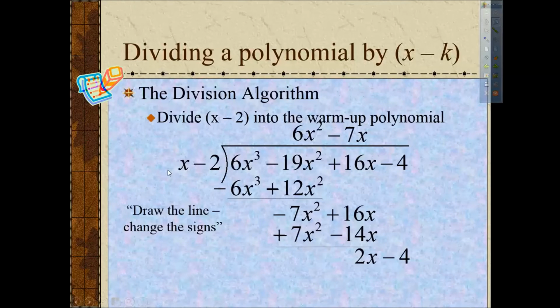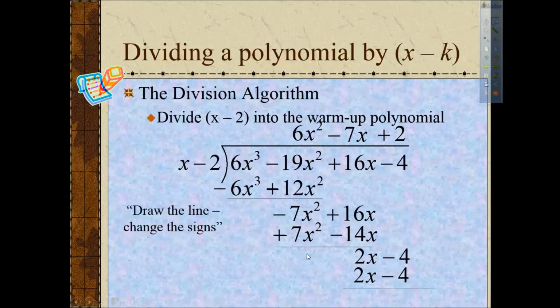Now we have to decide, does x minus 2 go into 2x minus 4? Well, x goes into 2x twice. I need to multiply x times 2 to get a 2x. I'm going to put that constant value above the constant term. Positive 2 times x is 2x. Positive 2 times negative 2 is negative 4. So when I multiply, I get 2x minus 4.